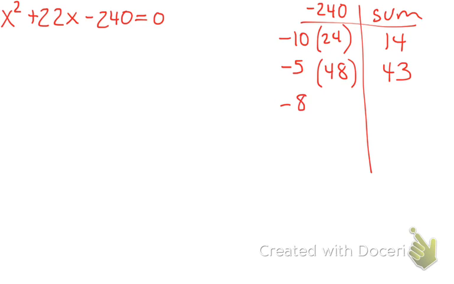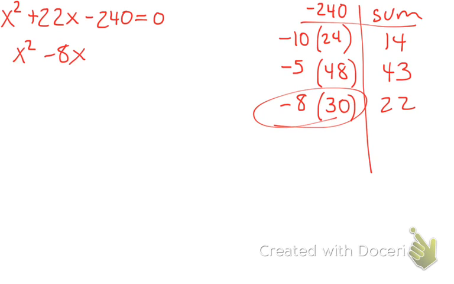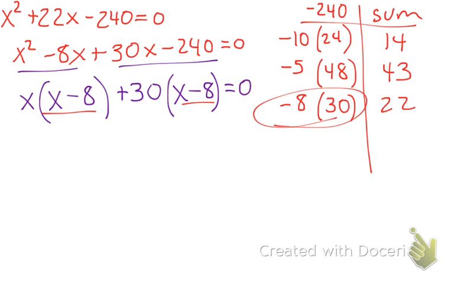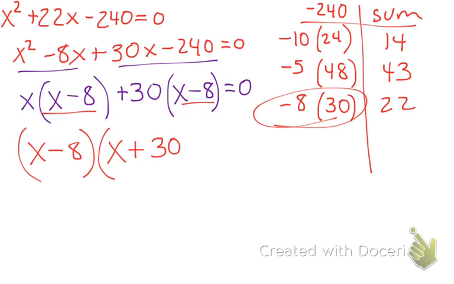Let's try maybe negative 8 and 30. Those will add up to 22. Alright, so this is the pair we need. Split the middle. Factor by grouping. Greatest common factor of the first 2 terms is x. Greatest common factor of the last 2 terms is 30. We have the x minus 8 in common. We're left with x plus 30.